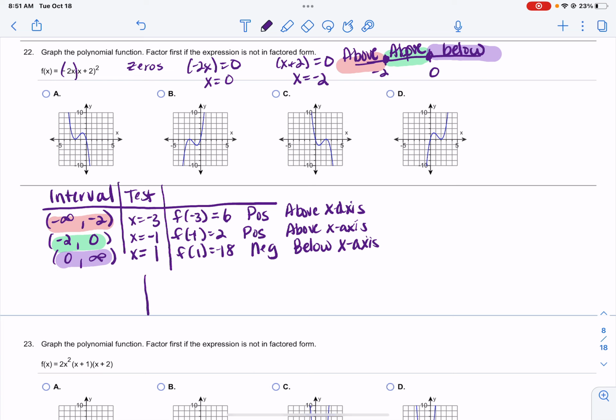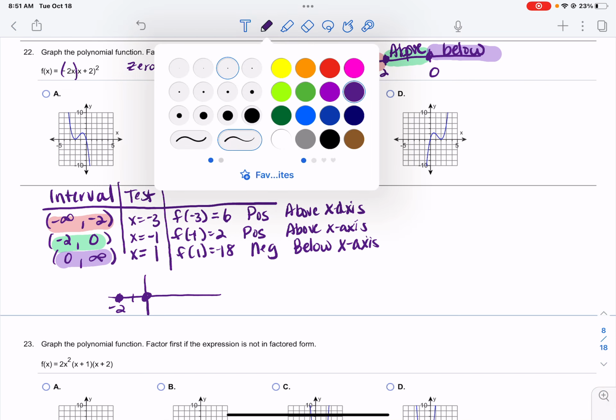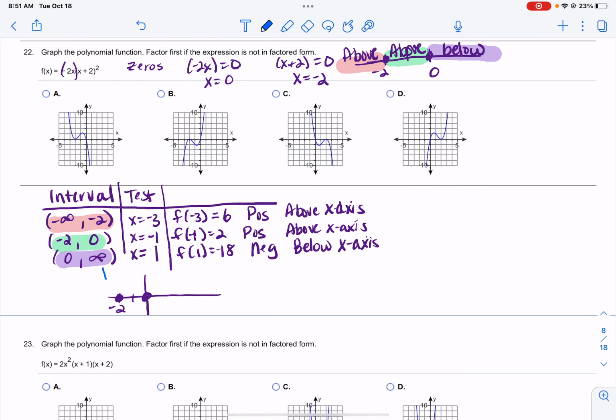So if I were graphing this by hand, I would know that the graph is going to touch the x-axis at negative 2. It's going to touch the x-axis at 0. The graph is going to be above the x-axis before it gets to negative 2. It's going to continue to be above the x-axis between negative 2 and 0, and then after it goes through 0, it's going to be below the x-axis. So the graph that looks the most like that is our graph A.